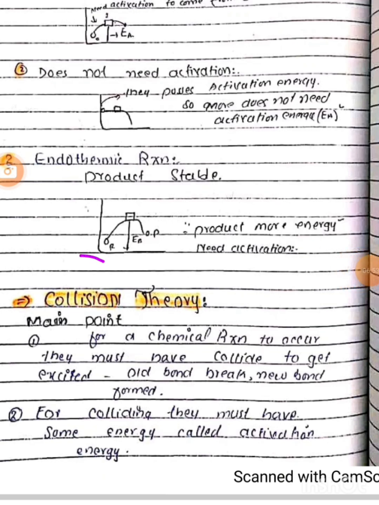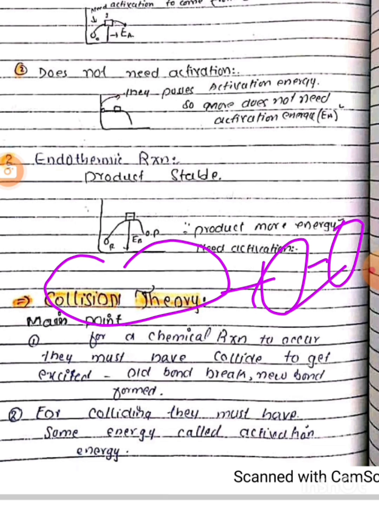Now the second theory on which chemical kinetics depends is the collision theory. For a chemical reaction to occur, the molecules must collide to get excited. Collision theory means that when heat is provided, the molecules must collide with each other, must come close to each other, एक दूसरे के करीब आएंगे, एक दूसरे के करीब आने की वजह से एक दूसरे से टकरा जाते हैं, collide करते हैं and now they get excited, all bonds break and new bonds will be formed. This is called the collision theory, and for colliding they must have some energy called activation energy.